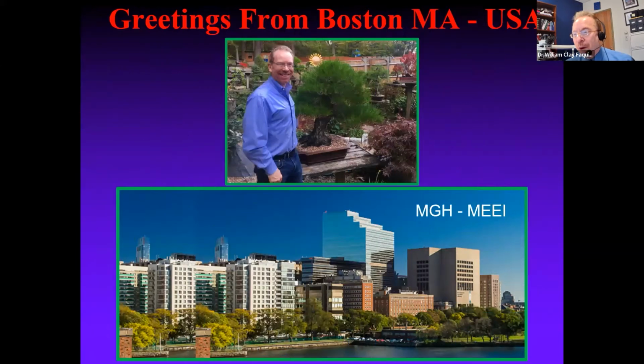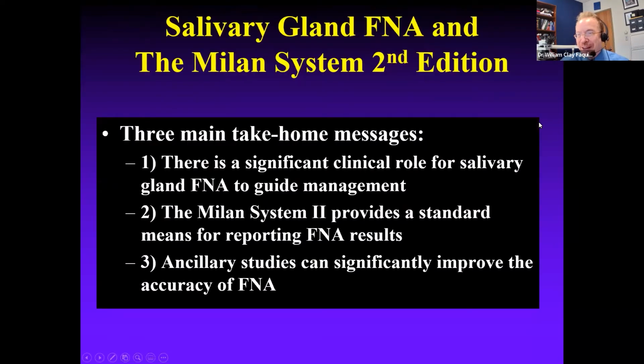So as Massimo mentioned, I'm Bill Faquin. That's me in my backyard with my bonsai collection. And I work at the Mass General Hospital and the Mass Eye and Ear Infirmary in Boston. If any of you are ever visiting Boston, feel free to get in touch with me, and I'd be happy to show you around our department, and maybe we can grab a coffee or something.